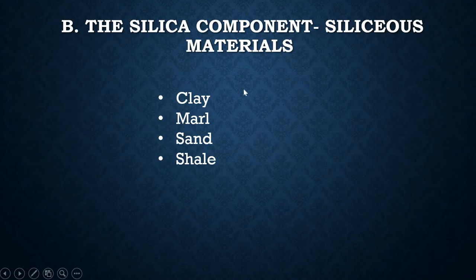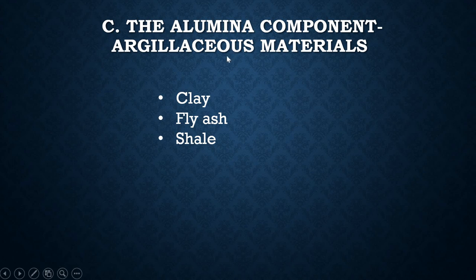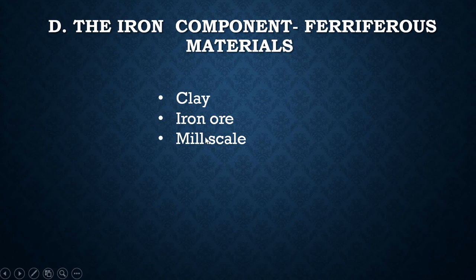The silica component, which we call a siliceous material, is found in clay, marl, sand and shale. The alumina component is the argillaceous material: clay, fly ash and shale.